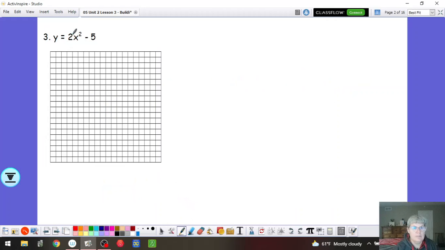Last one is 2x squared minus 5. So we're going to shift down 5. Notice we're not directly adding or subtracting from the x in this equation, so this also only has a vertical shift. So our vertex is 0, negative 5. The 2 is positive, so this is going to open up. But because of the 2, we have a stretch by a factor of 2.